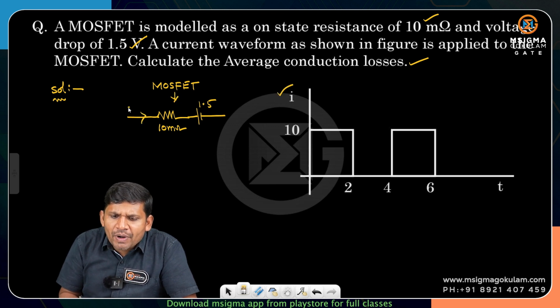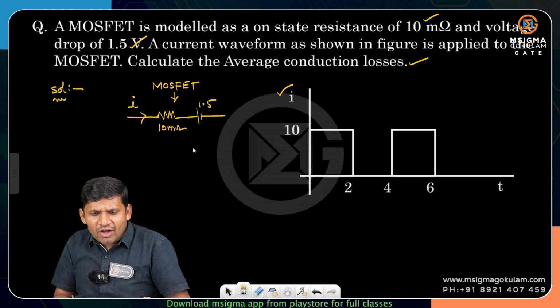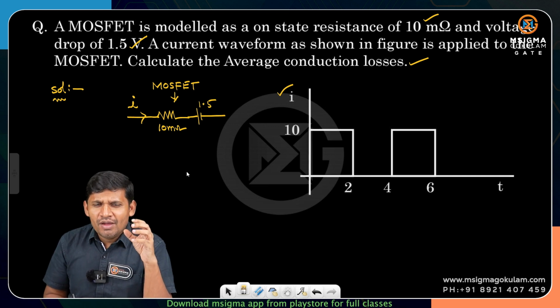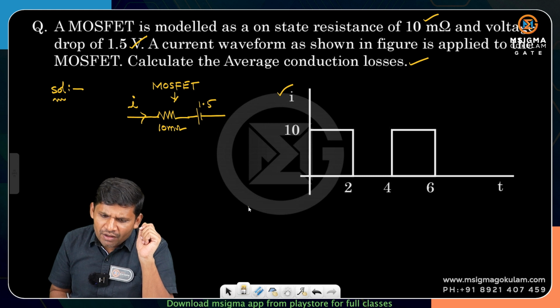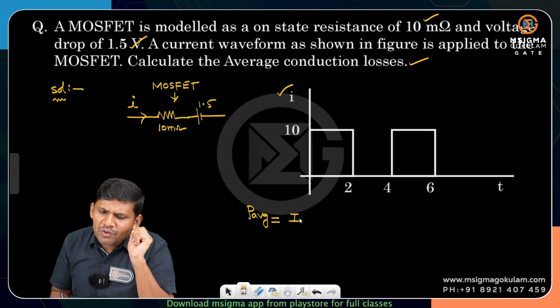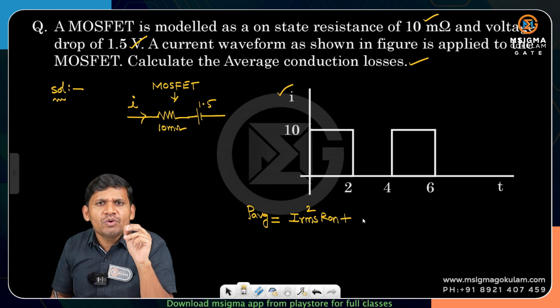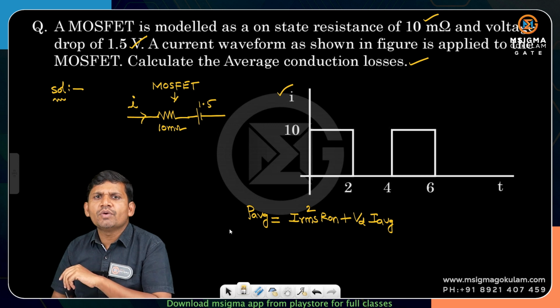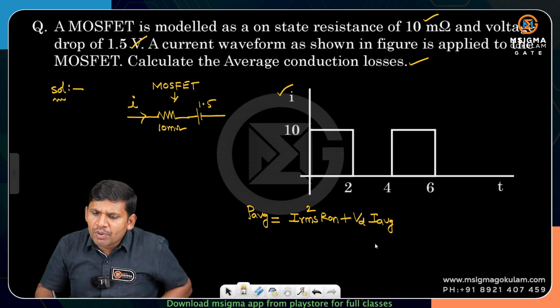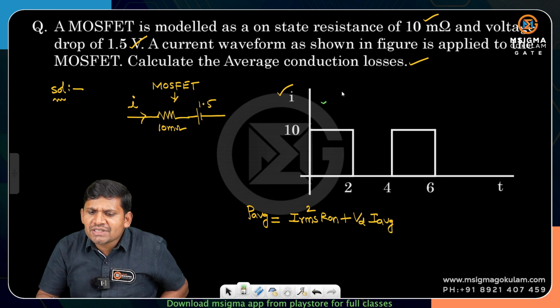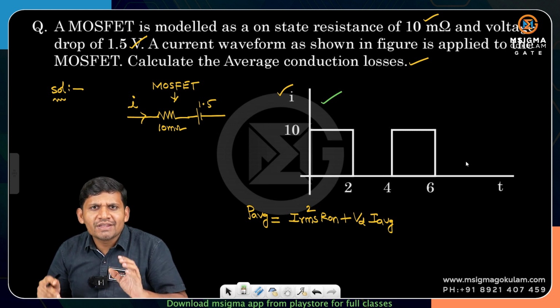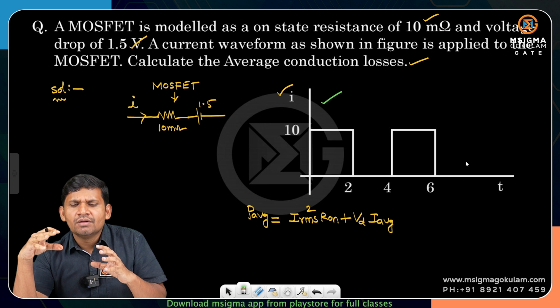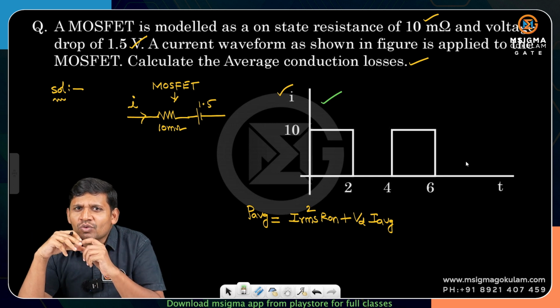Now this current is applied to this model. Here is a combination of resistance and voltage drop. How do we calculate the average conduction losses, students? With respect to resistance, IRMS square into R on. With respect to cut-in voltage, Vd into I average. Now, to solve this problem, you have to calculate the RMS and average of the given waveform. For this reason only, at the start I gave the average and RMS value of these two different waveforms.